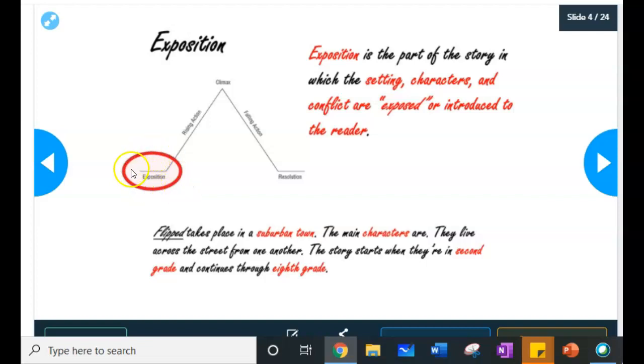So that's the exposition. In Flipped, the exposition is that Flipped takes place in a suburban town, much like the developments that we have in Washington Township. The main characters are Bryce and Juliana. They live across the street from each other, and the story starts when they're in 2nd grade and continues through 8th grade. That's the basic exposition of the story, the things that we learn in the very beginning of the story as we're starting our climb.